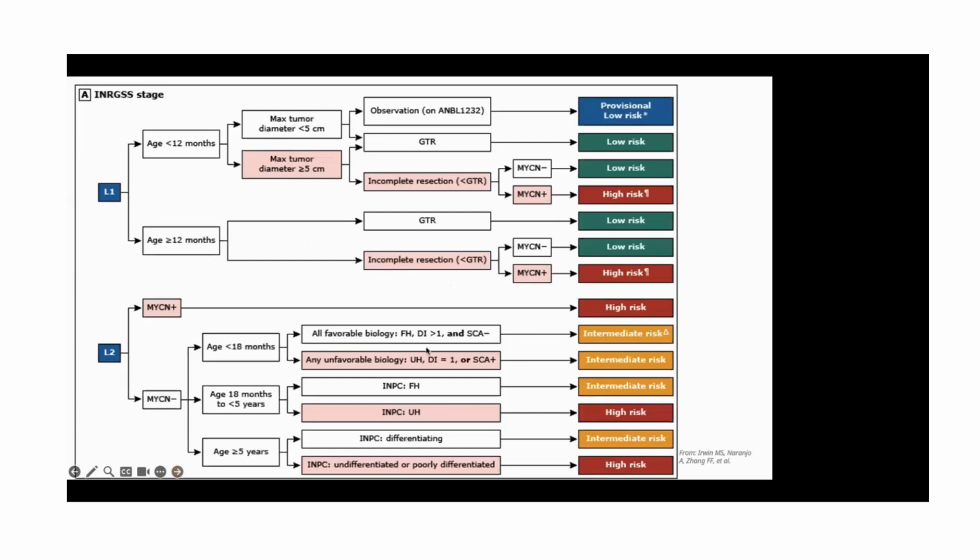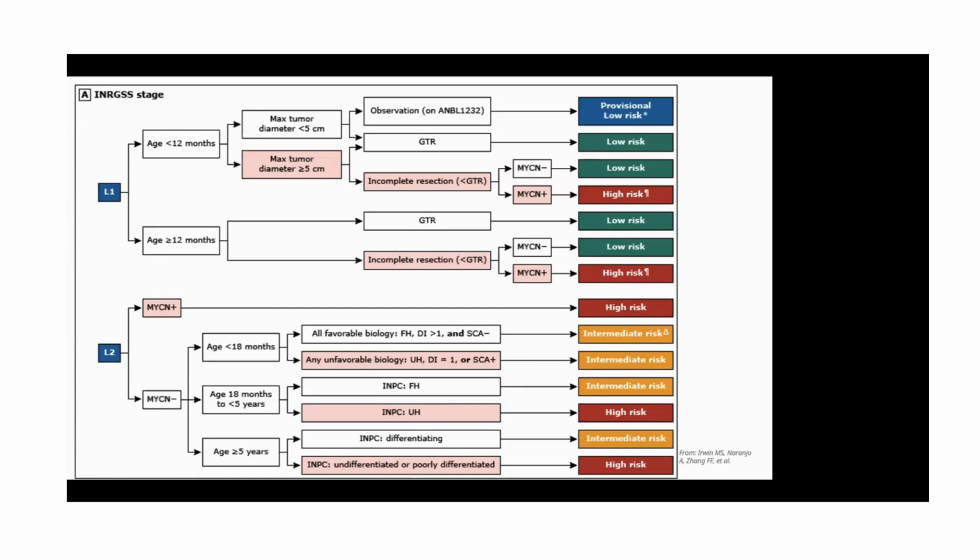Here you can see this is from Irving's paper, an excellent paper, I have to say. As you see here, the staging is different in different types of tumor. In neuroblastoma, we should understand that the age of the child is the most important thing. What do L1 and L2 mean? L1 means that the tumor can be resected initially, and L2 means that the tumor cannot be resected.